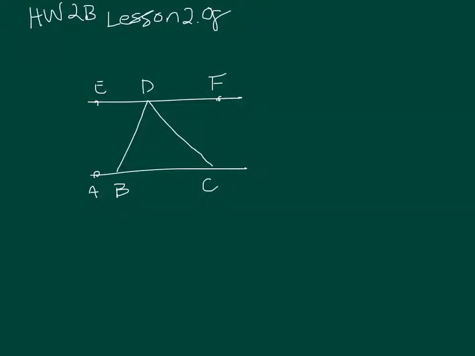Homework 2B, lesson 2.08. In the figure at the right, line AB is parallel to line EF. The measurement of angle BCD is 25 degrees, so that's 25 degrees. The measurement of angle ABD is 125.